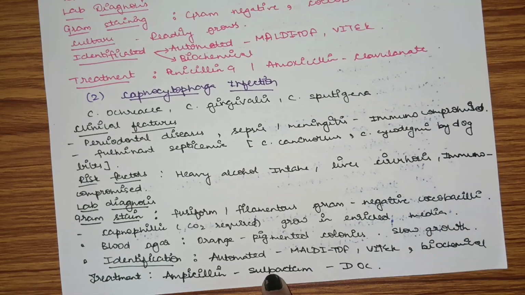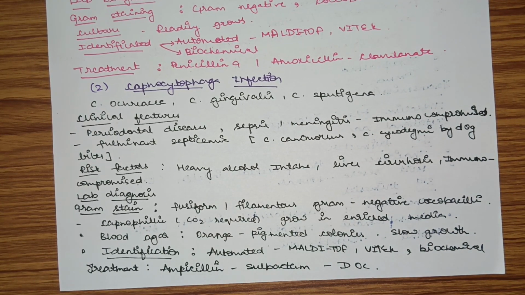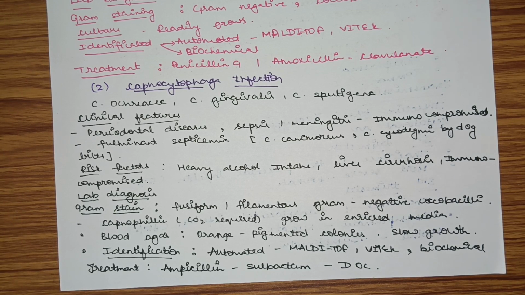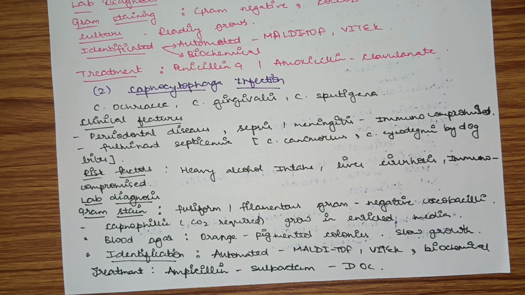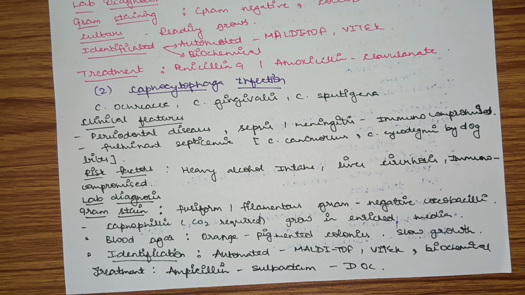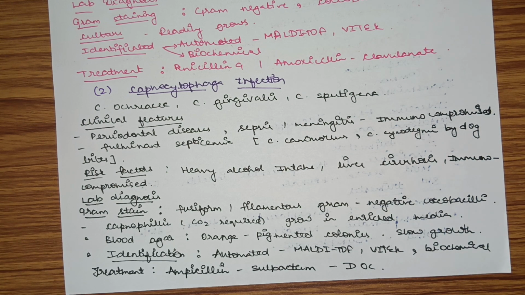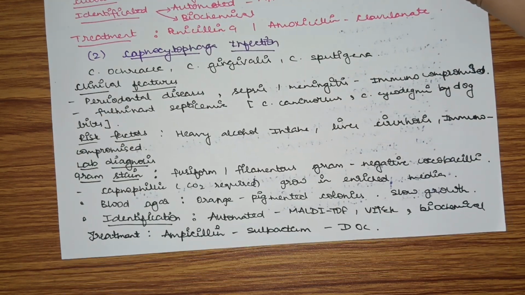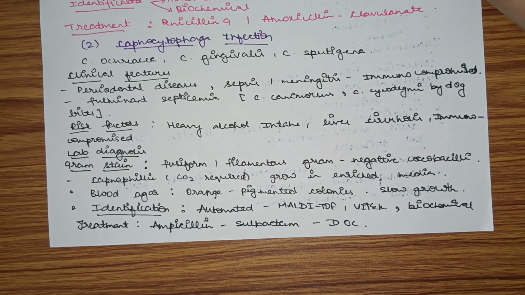Capnocytophaga infections are generally caused by Capnocytophaga ochracea, Capnocytophaga gingivalis, and C. sputigena. The clinical features include periodontal disease, sepsis, and meningitis in immunocompromised individuals. It can also cause fulminant septicemia, seen mostly with Capnocytophaga canimorsus, which is generally acquired from dog bites. The risk factors include heavy alcohol intake, because of which there will be liver cirrhosis, so liver cirrhosis is also a risk factor, and immunocompromised status of the individual.